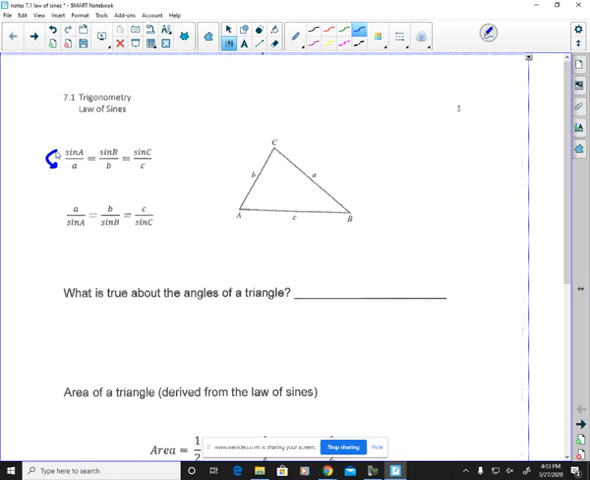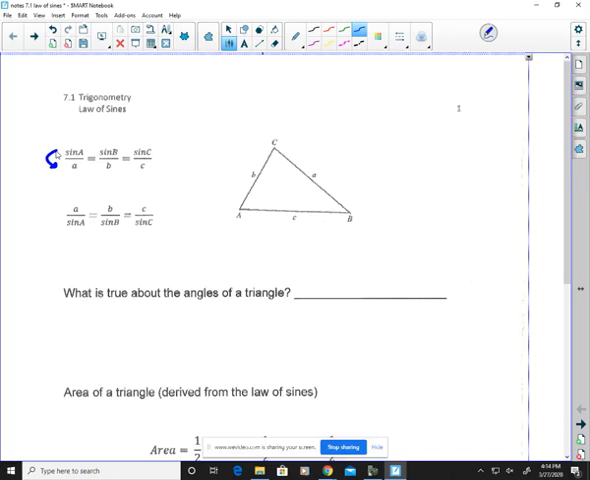So sine A over the length of side A will be the same as sine B over side B in that triangle. And if you want to do the reciprocals of these, you can flip them over and they will also be the same. So this is a great rule that helps us find missing sides and missing angles from a triangle.